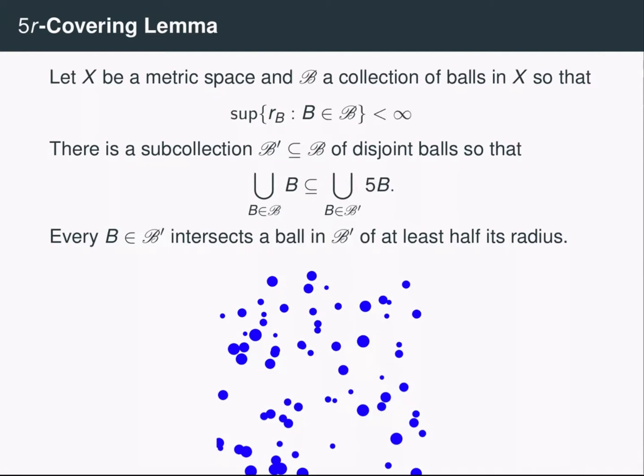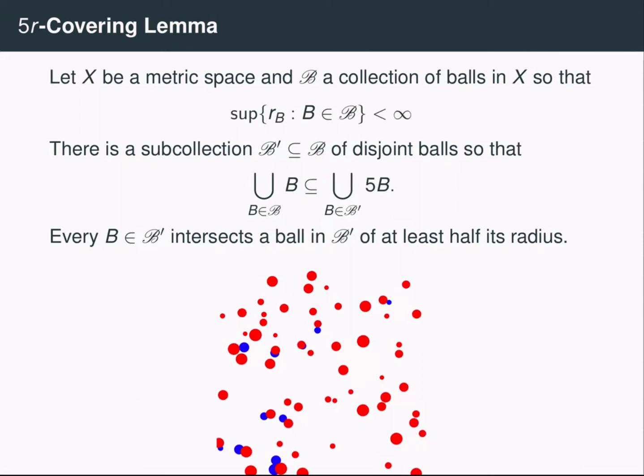So suppose we have a metric space X and we're given a collection of balls. I've illustrated an example here in blue of a random collection of balls. Suppose that the supremum over all radii of the balls in this collection is finite. The 5R covering lemma says we can pick a subcollection of these so that first of all they are disjoint. So for example in this figure, from the original collection of blue balls, I've highlighted a subcollection of disjoint balls.